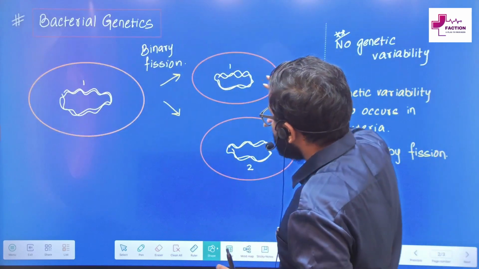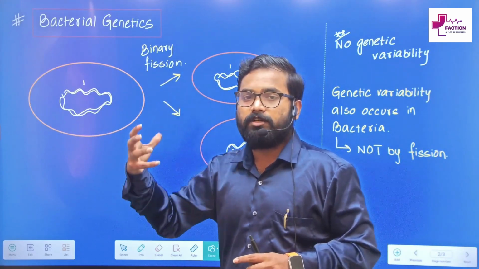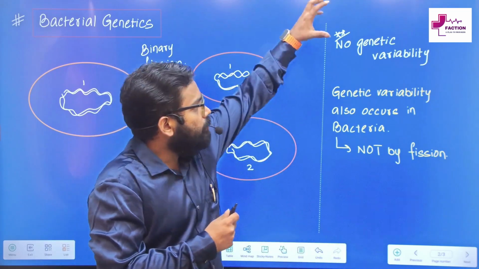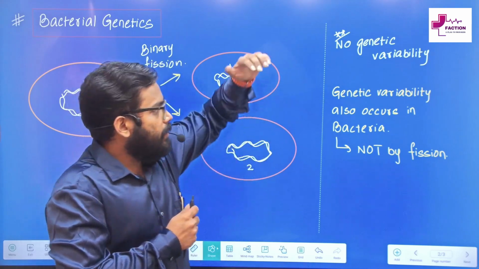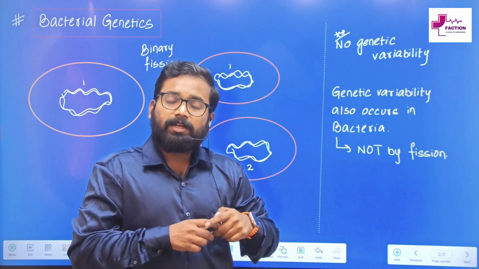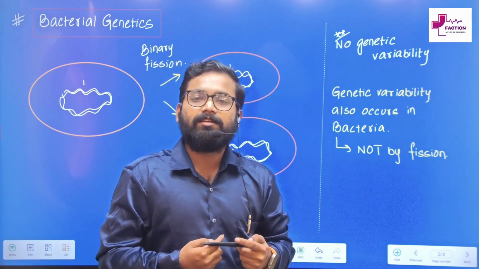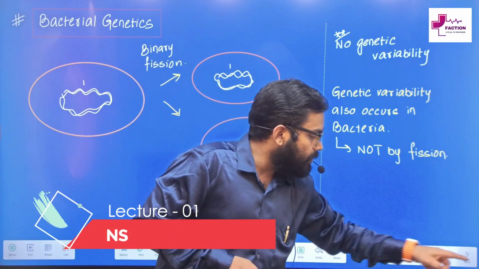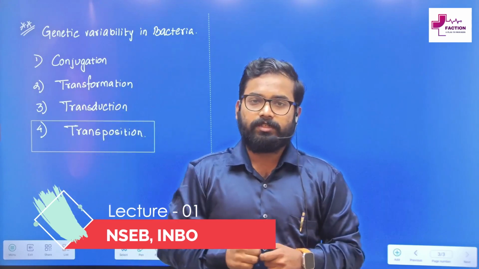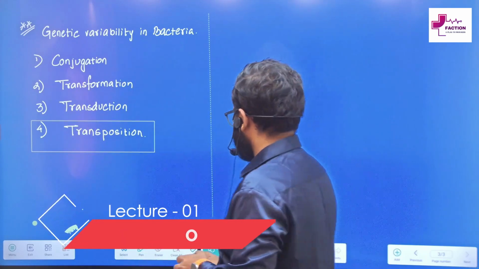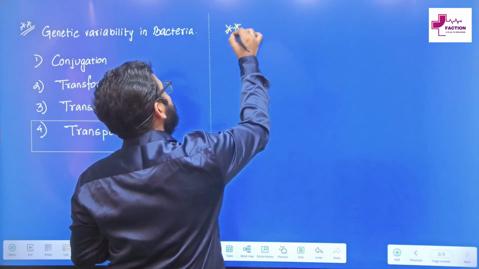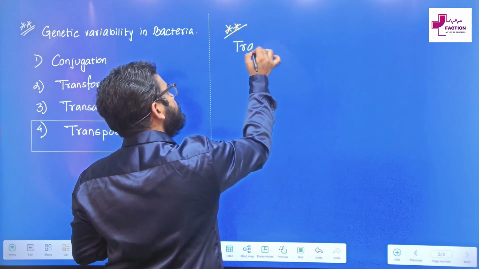Before we start what is transposon or transposition, we need to know where this term came from. This term came regarding the reproduction in bacteria. In classical binary fission, we do not see any genetic variability, but bacteria can also show some genetic variability by 4 processes. The first process can be conjugation, second transformation, third transduction, and fourth transposition. Now we will talk regarding this process. I will elaborate this process for you. So first, what is transposition?